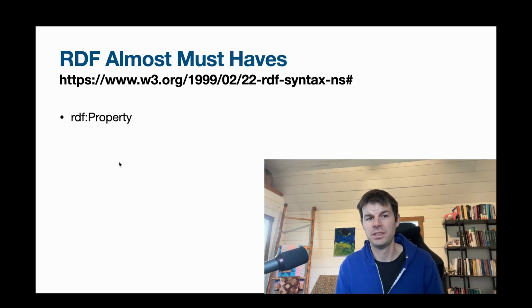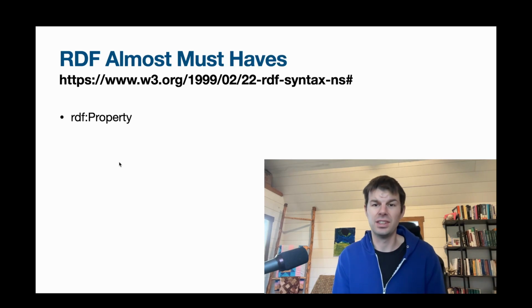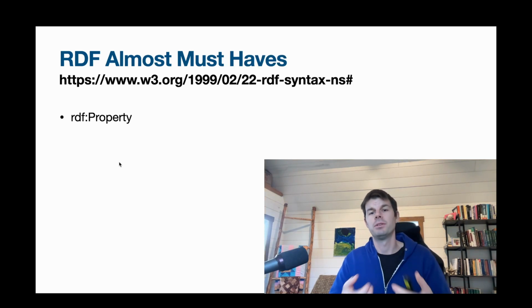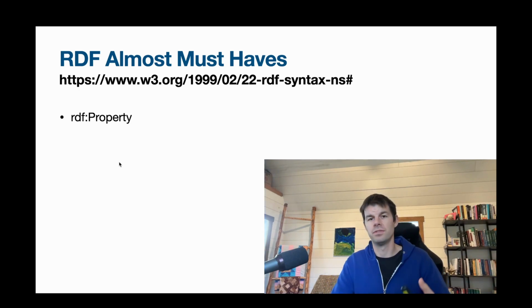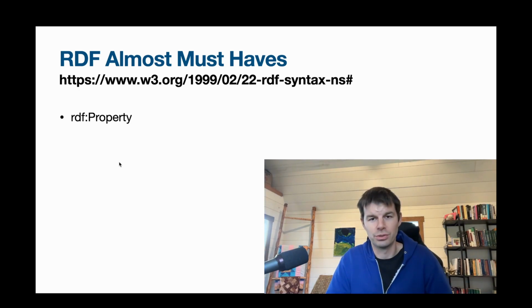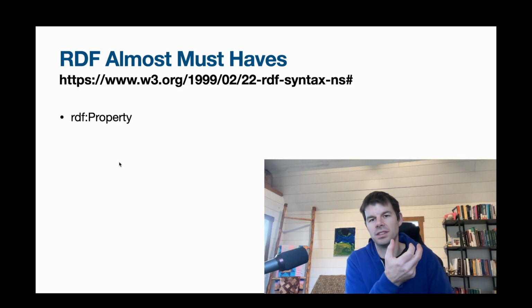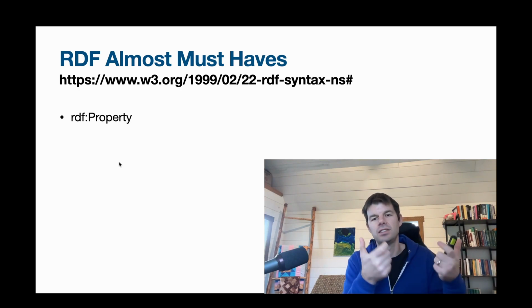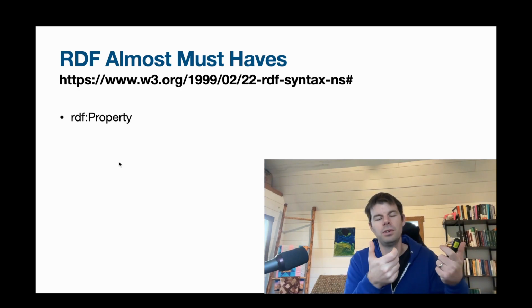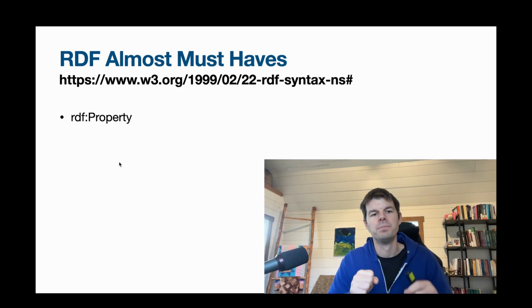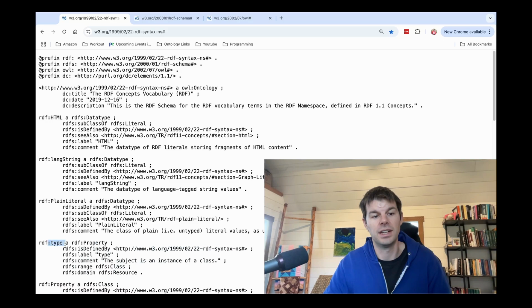That's all the must-haves, but there are some almost must-haves, and that's RDF property. As you might recall from previous videos, when we talk about the parts of speech for a triple, we have a subject, property, object, and the property is the RDF property slot. Everything that can connect to other subjects and objects, to other nodes, is a property. So RDF type, for instance, is an RDF property, and we can even see that here. If we go and look at it, we say RDF type is a RDF property.